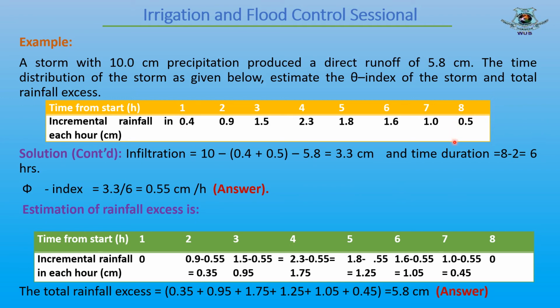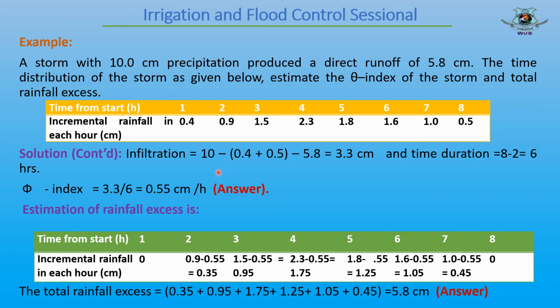and 8 hours, these 2 hours are ineffective, so our new time will be 8 minus 2, that is 6 hours. So our new rainfall starts from, we can say, 2 hours, and it ends at 7 hours. Now we know phi index equals infiltration divided by time, and here infiltration equals 3.3 centimeter and time equals 6 hours. And finally we get the value of phi index as 0.55 centimeter per hour.